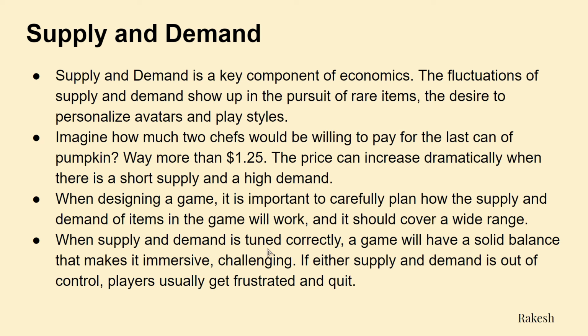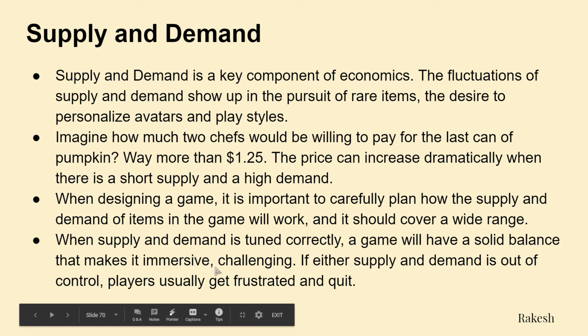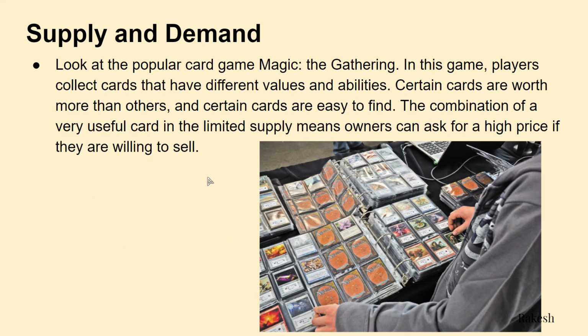When supply and demand is tuned correctly, a game will have a solid balance that makes it immersive and challenging. If either supply or demand is out of control, players usually get frustrated and quit. So in game design, for example, an item which is really rare can be really expensive. Users may take the challenge to find the item to use or resell it. It may be a powerful item.